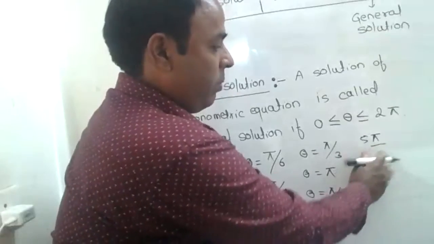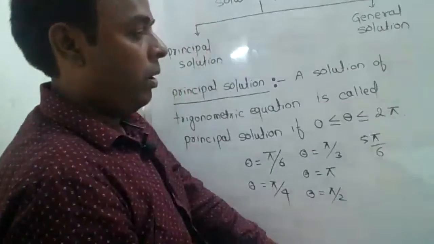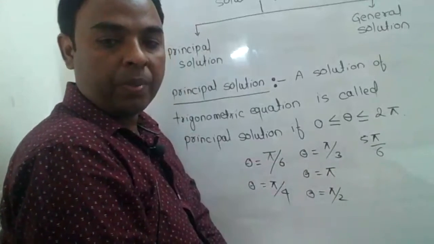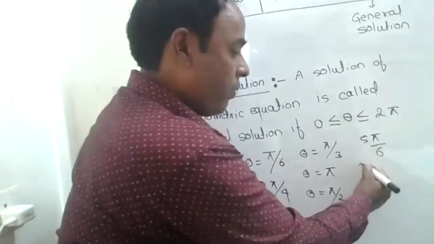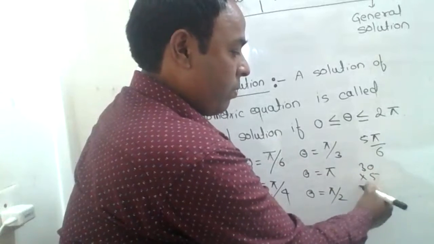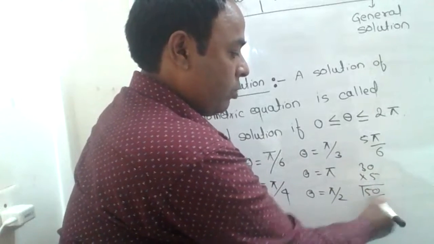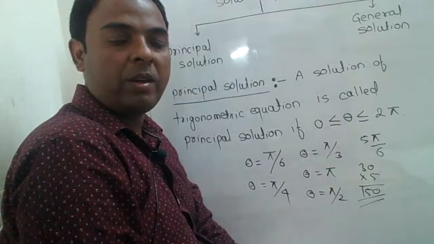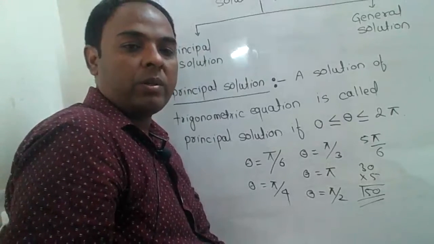5 pi by 6, suppose. Okay. Now, what is the pi by 6? Pi by 6, it is a 30. So 30 into 5. Yes. So this is also a principal solution. 5 pi by 6 is also a principal solution. Okay.